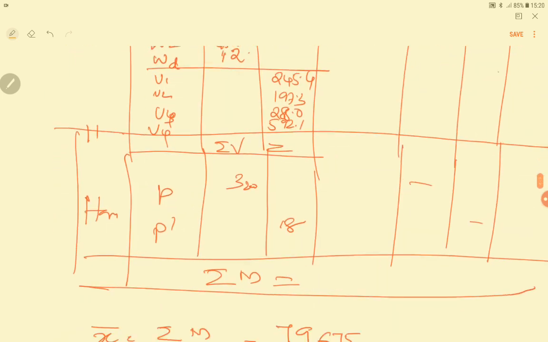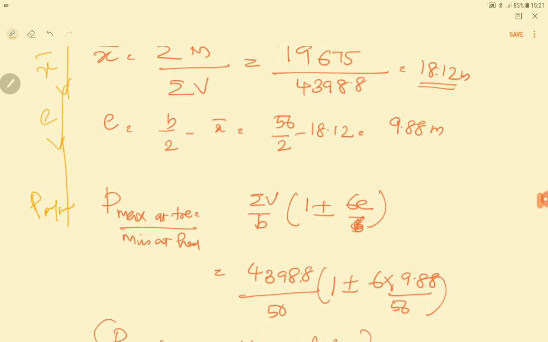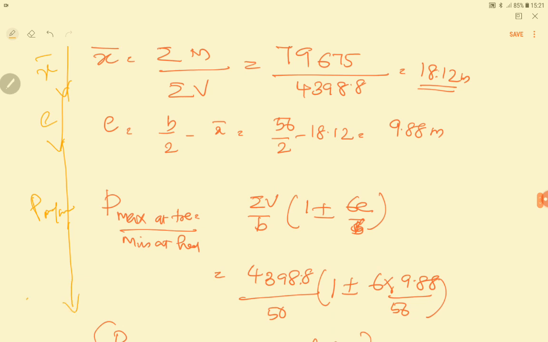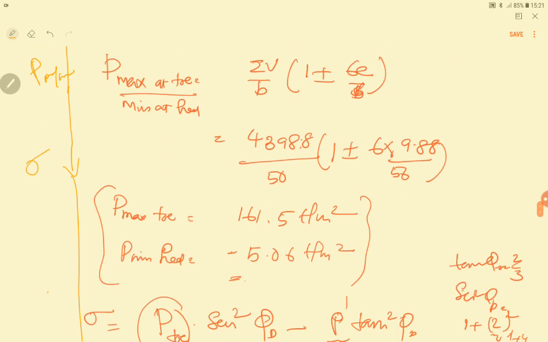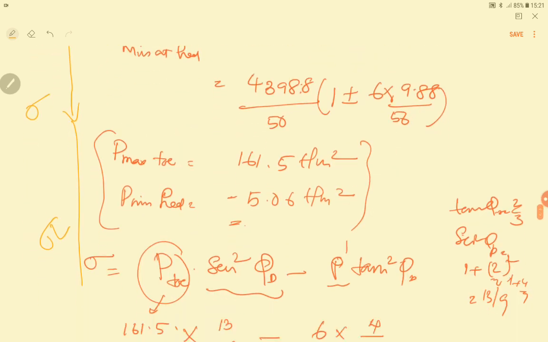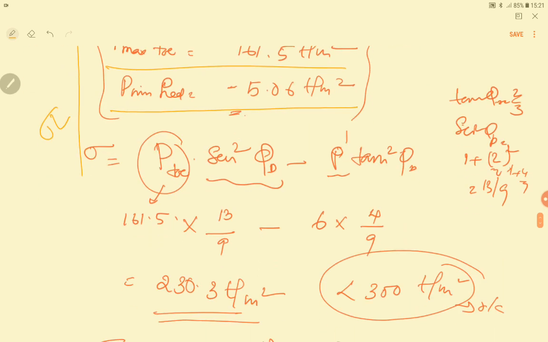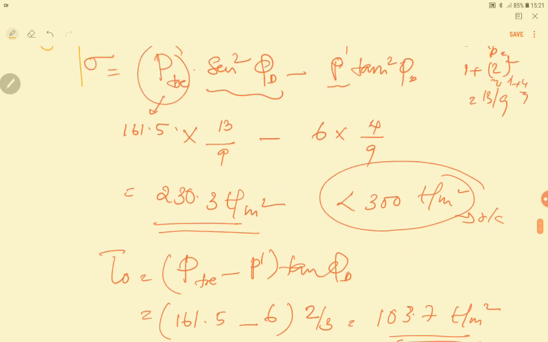Once you find the value of sigma M, then you can find x bar is equal to sigma M by V, and then once you get x bar, the next is E is equal to B by 2 minus x bar. Once you get x bar and E, you find P max and P minimum, and then from there you will be moving to sigma, and from sigma you will be moving to tau. So P max is at the toe and P minimum at the heel, and from that you'll be finding the value of sigma, and then you can find the value of tau.